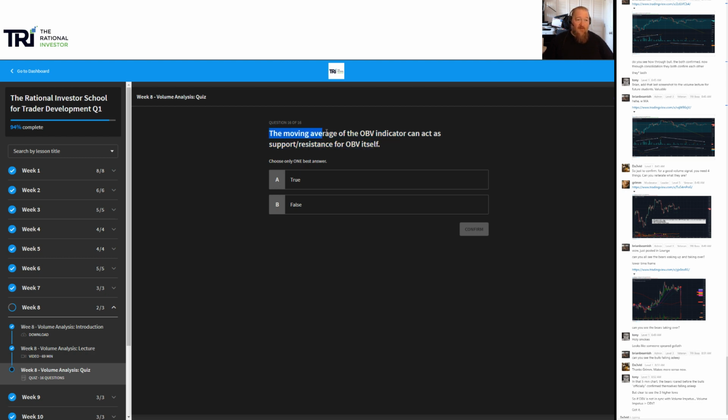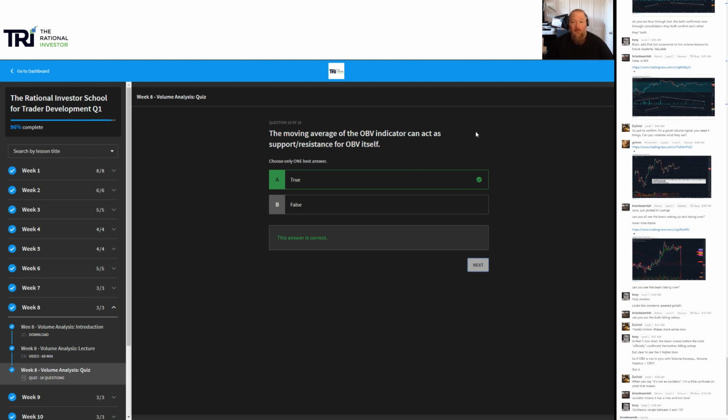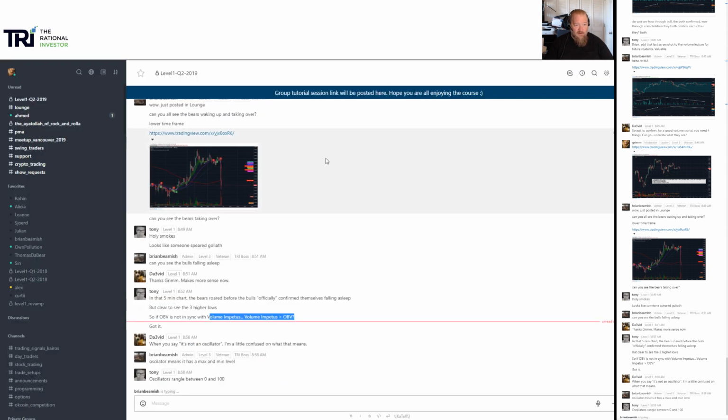All right, the moving average of the OBV indicator can act as support resistance for the OBV itself. This is true. You don't really learn about moving averages deeply until level 2, but that's one of the things about moving averages, is they act as support resistance for whatever you are creating an average from. All right, so there's the quiz. See if there's any questions while I was going through that.